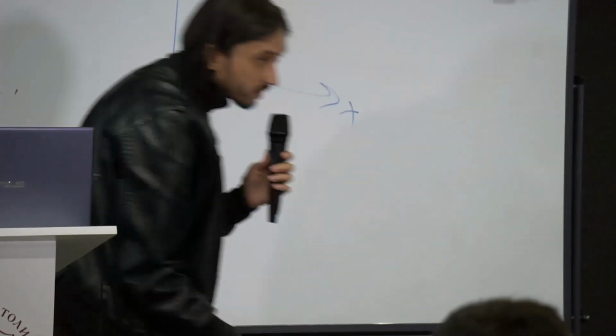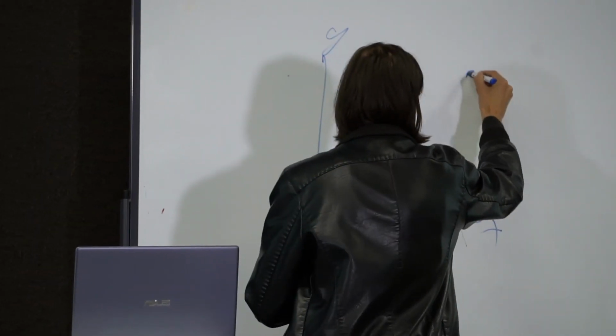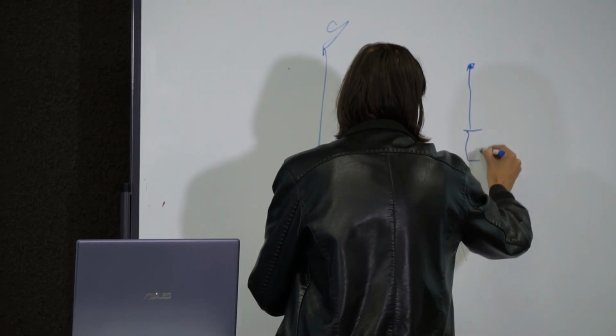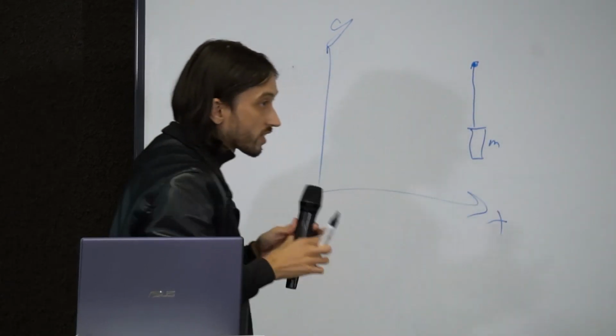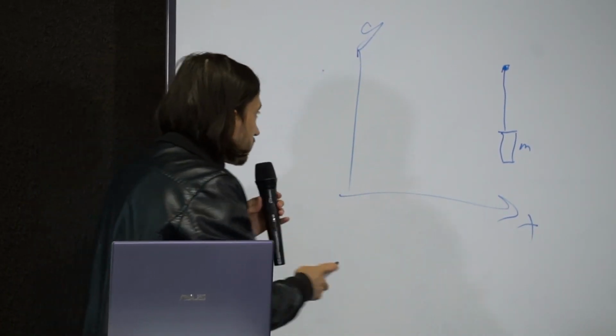What can that information be? So for example, for a physicist, suppose I have some massless rod and I have a mass attached to it. So a simple pendulum, nothing more, nothing less. Suppose this pendulum swings somehow.